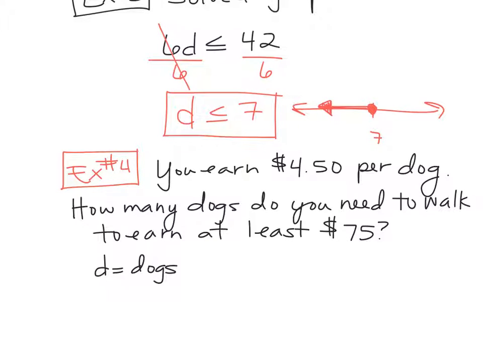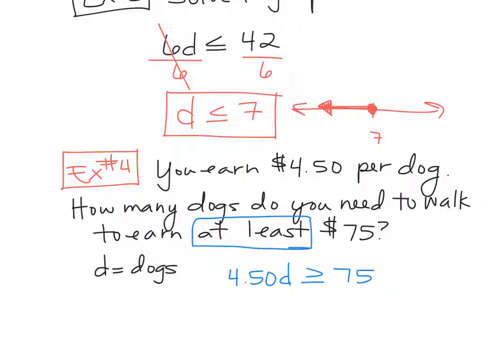I missed in all the hacking going on over here what you said after the 450. You do like 450 D, right. Yeah, so 450 times the number of dogs, and you want to earn at least. I feel like this "at least" throws so many people off because they think "less than." But if you want to earn at least, then that 450D has to be greater than or equal to 75.